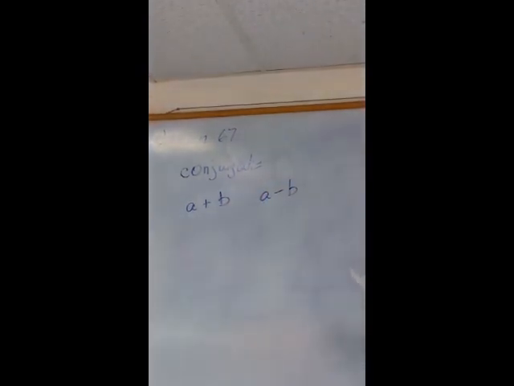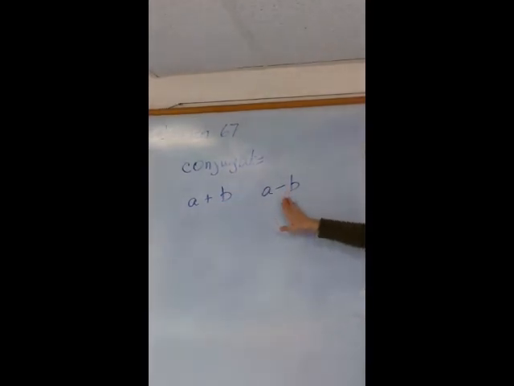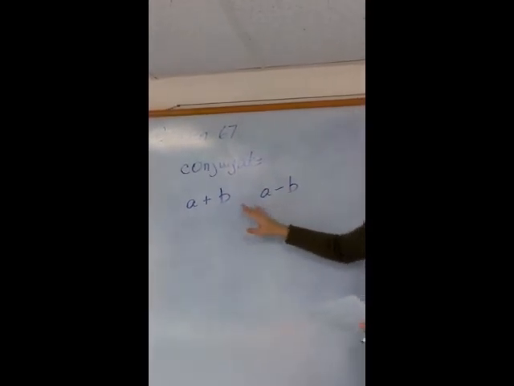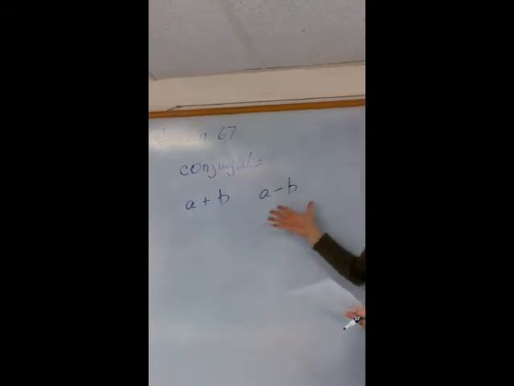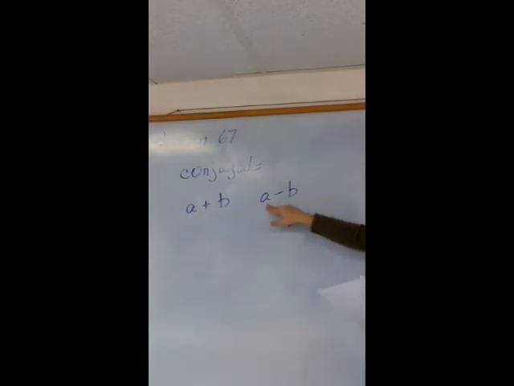And the reason it's useful is that if I were to multiply these two together, they're special because if I were to FOIL them out and multiply them, the outside term and the inside term cancel each other out.